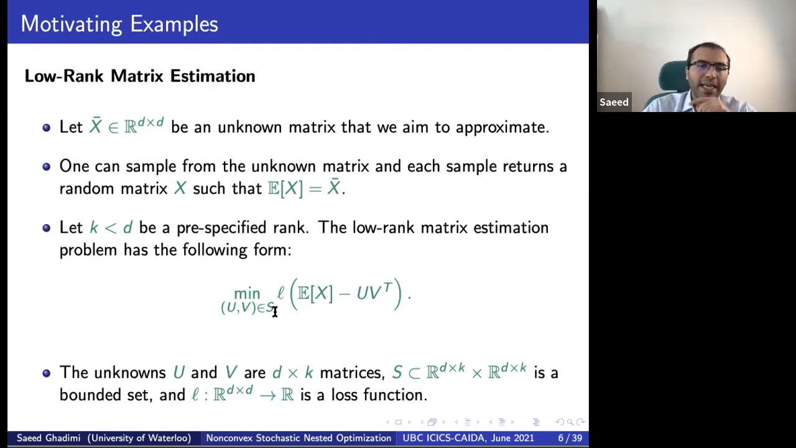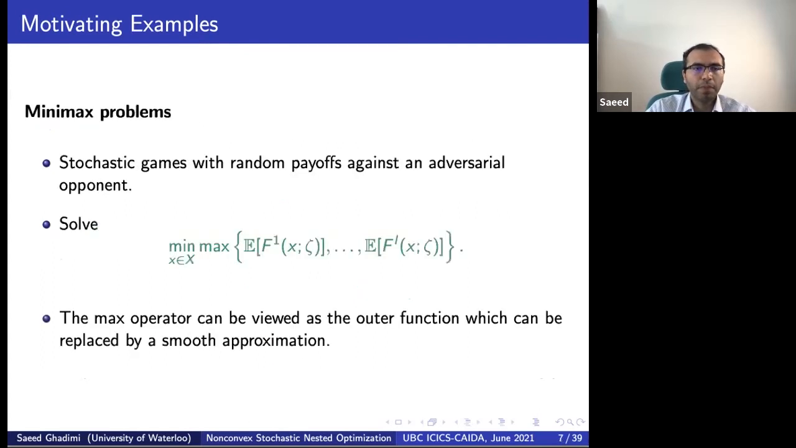So here again, this L function, for example, can be the Frobenius norm or any nonlinear function. And we have the expectation inside the nonlinear function. So again, an unbiased estimator for X does not give you an unbiased estimator for the objective function. So you cannot apply the classical stochastic approximation algorithm to solve this problem.